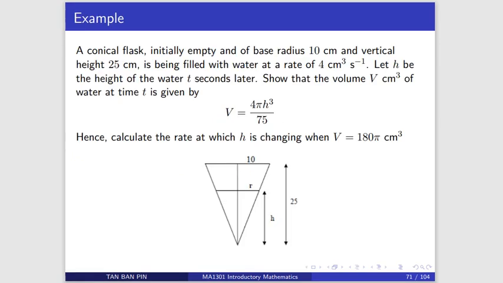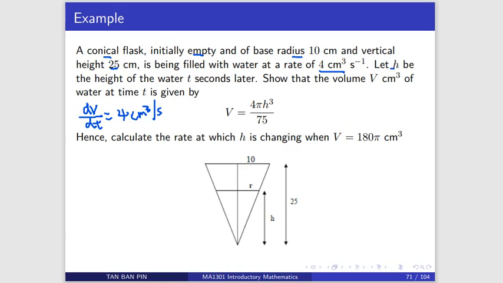So in this example, you have a conical flask. Initially it's empty, and the base radius is 10. The vertical height is 25 cm, and it's filled with water at the rate of 4 cm cubed per second. Water is our volume, so the rate of change of volume is 4 cm cubed per second.